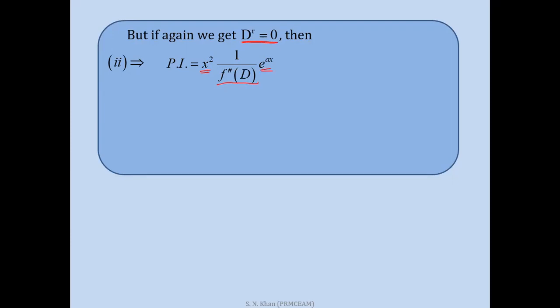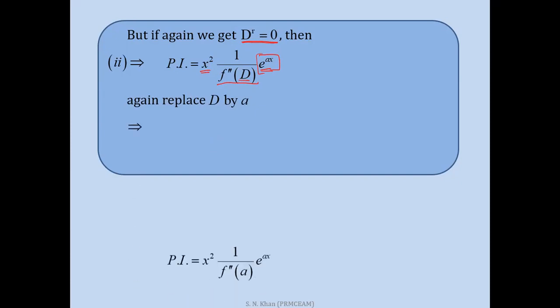Jab tak d remove nahi hoga tab tak hame solution nahi milega. So d ko hame remove karna hai. D ko remove karna hai to uske liye fir se function ko check kar lo. Function is exponential again. Function exponential hai to method fix hai. We have to replace d by a. So again replacing d by a. Fir se hame d ko aise replace karna hai.